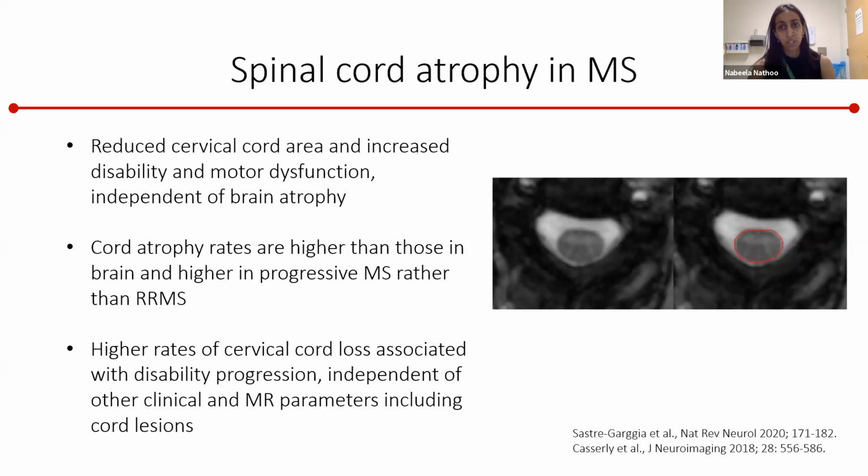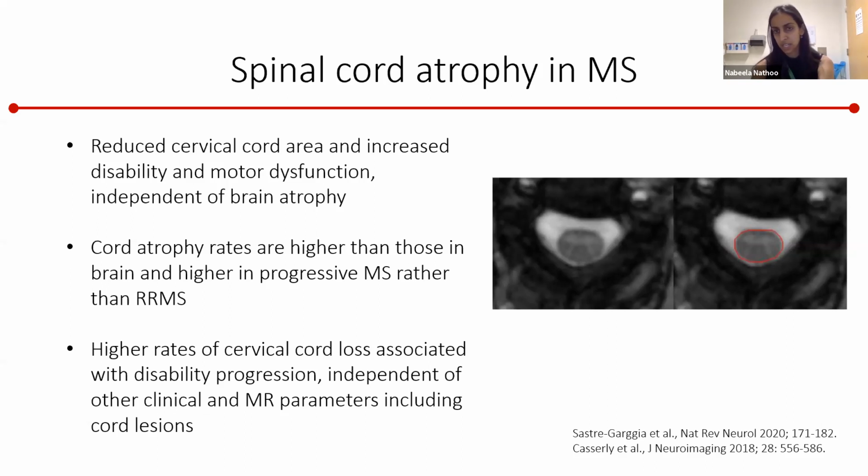So what they found is actually cord atrophy is more than brain atrophy, and as expected, you're going to have more of this in progressive MS rather than relapsing remitting MS. And the thing that I found the most interesting was that having cervical cord atrophy is related to disability progression, and that's independent of lesions seen in the cord itself. So I think this is an area that's also growing.